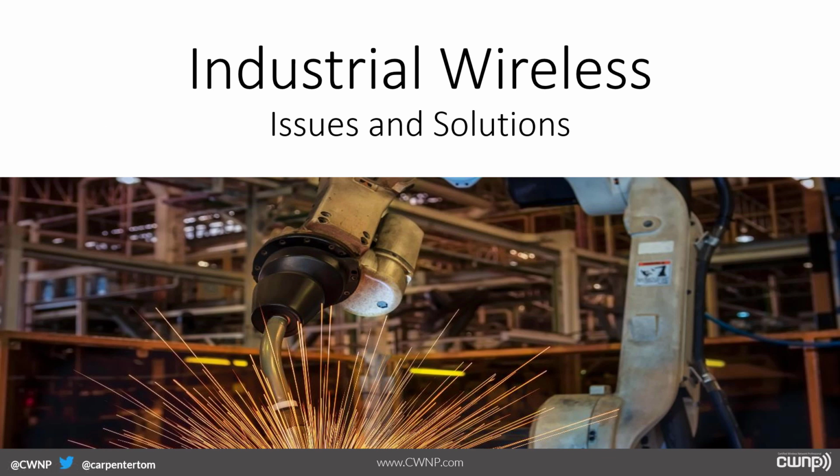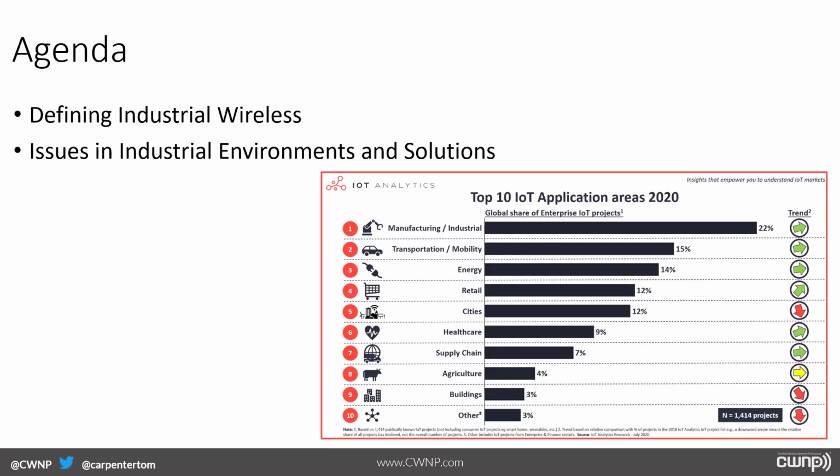With that, let's go ahead and take a look at what we're going to be looking at today. So first of all, we're going to define industrial wireless. What do we even mean by that? And then we'll get into the issues in industrial environments and solutions to those issues. We're going to look at the big three issues as we go through this today. But first of all, why?